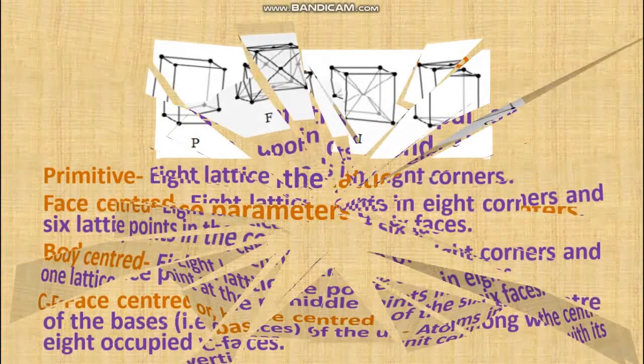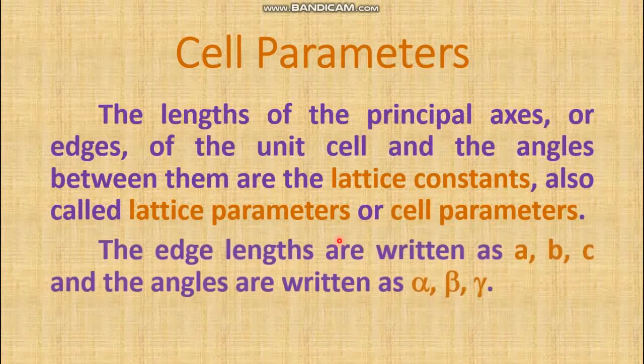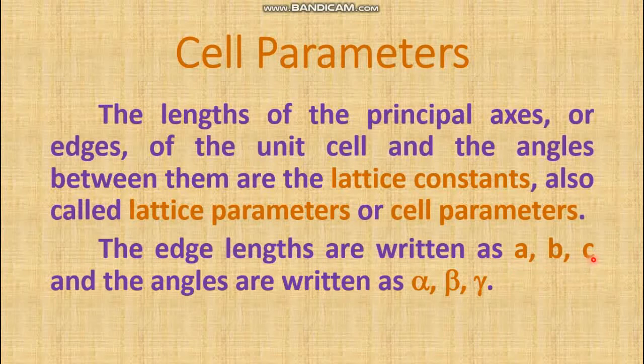But in order to learn about their geometrical shapes, we have to have some idea about cell parameters. So what is cell parameters? Cell parameters are nothing but their lengths and angles. The lengths of the principal axis or the edges of the unit cell, and the angles between them are cell parameters. The other terminologies of cell parameters are lattice constants and lattice parameters. And how are they symbolized? They are symbolized as a, b, c, small lettered, and alpha, beta, gamma, small lettered.